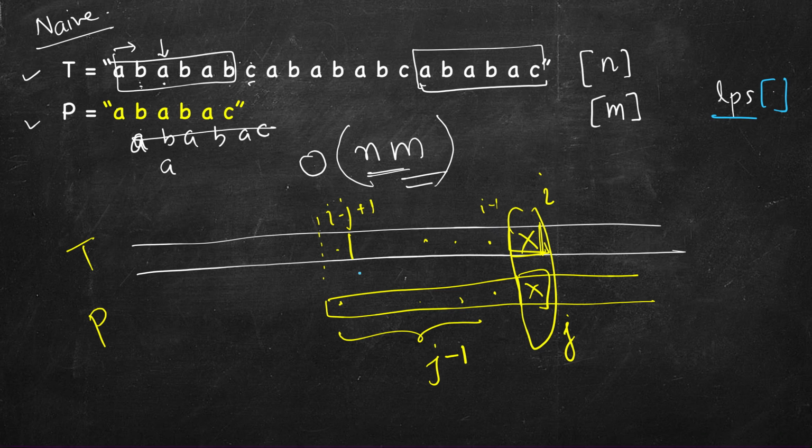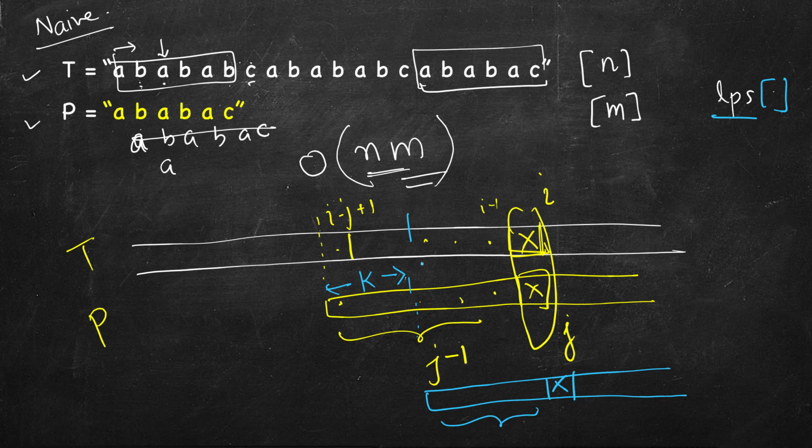In naive, we are shifting by one step. But here, let's say we are allowed to shift by some steps k. So we shifted by k. So this length is K. So what can we say here? If we have shifted by K steps, then this part should be the same as this part. Otherwise there will be a mismatch.